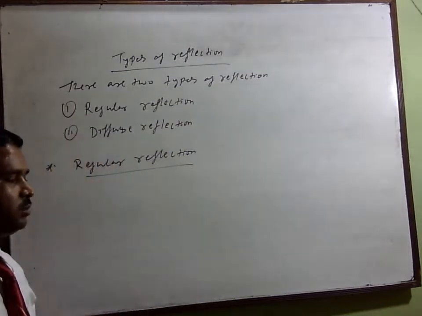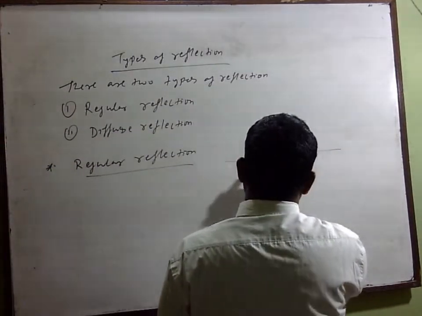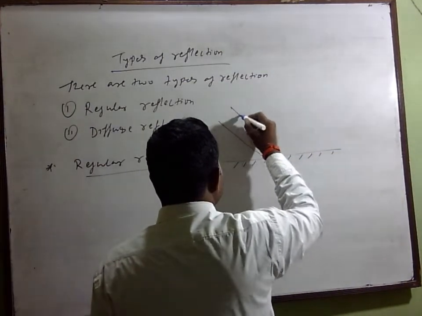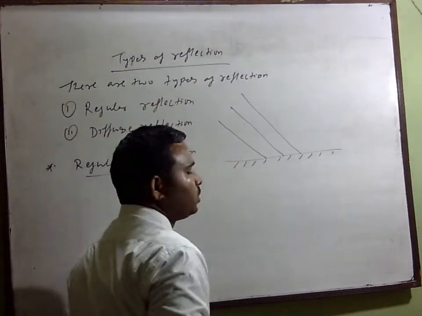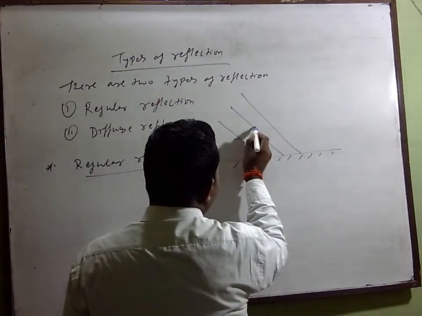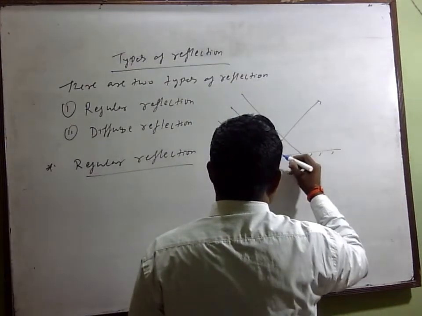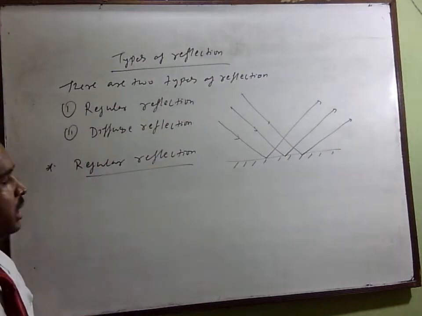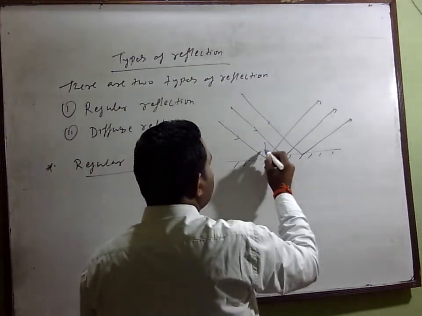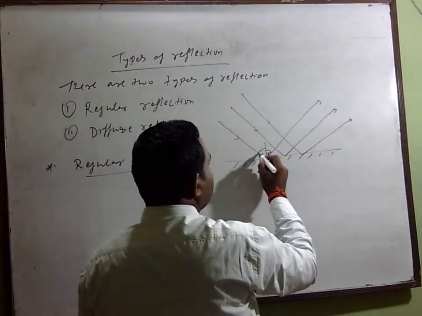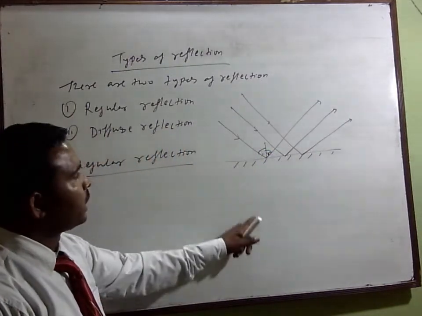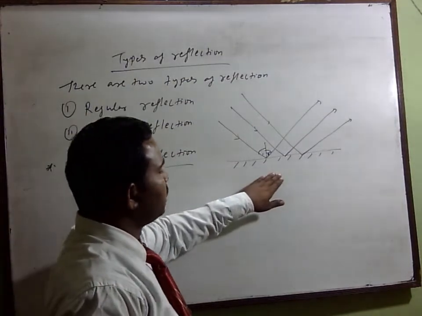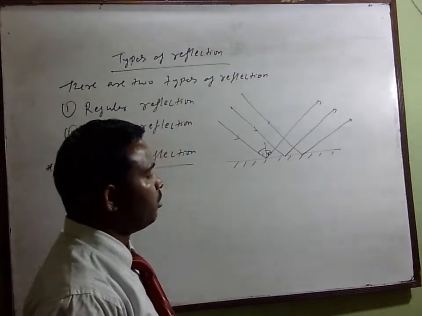See, regular reflection means, suppose this is the reflecting surface. Suppose one ray of light, two rays of light, three rays of light, you can take more. If such rays of light are coming, then they will bounce like that. You can see that all the rays of light are parallel. If you draw the normal, then here will be I and that will be R, and both will be equal. It means when a parallel beam of light falls on this reflecting surface, it will bounce back regularly.